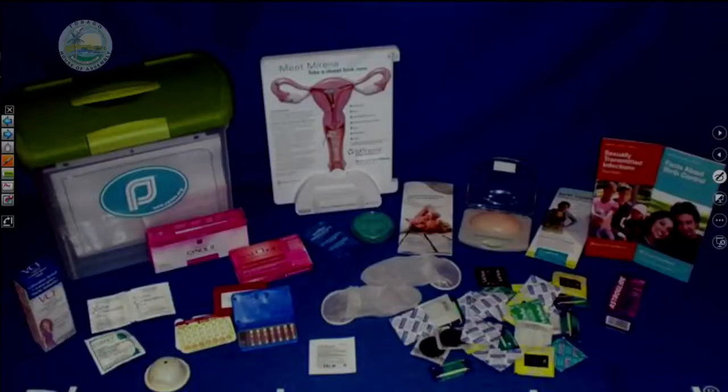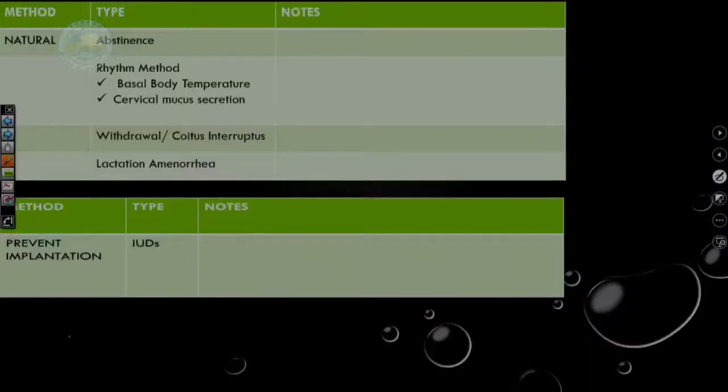So here are a myriad different types of birth control, or rather contraceptive methods, and if we were in an actual classroom, the students would have been able to interface with some of these. However, we are not, so let us go through different methods of birth control. So the first one we want to look at is natural methods of birth control.